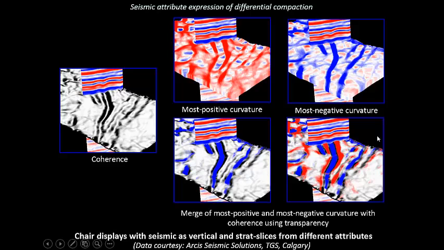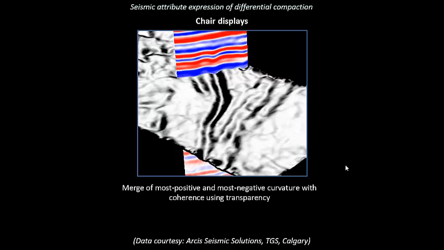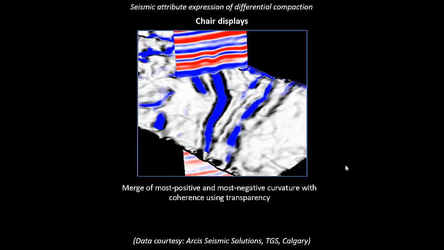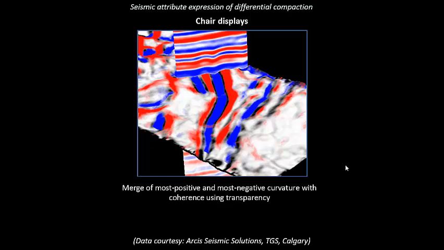So notice positive curvature giving us the edges on the incised channel and the negative curvature giving us the Thalweg. So what I do is on the coherence I bring in just the negative values of curvature using transparency, and the positive values in red using again transparency. So I can play around like this, bringing in negative values, bringing in positive values, and that aids my interpretation.